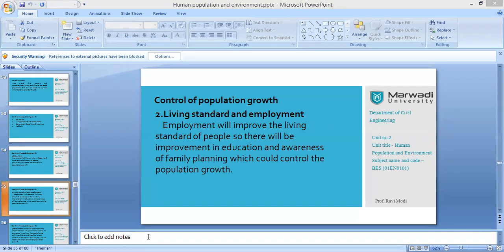Second one is living standard and employment. So employment will improve the living standard of the people. So there will be improvement in the education and the awareness of family planning, which could control the population growth. So again, this is an important point.